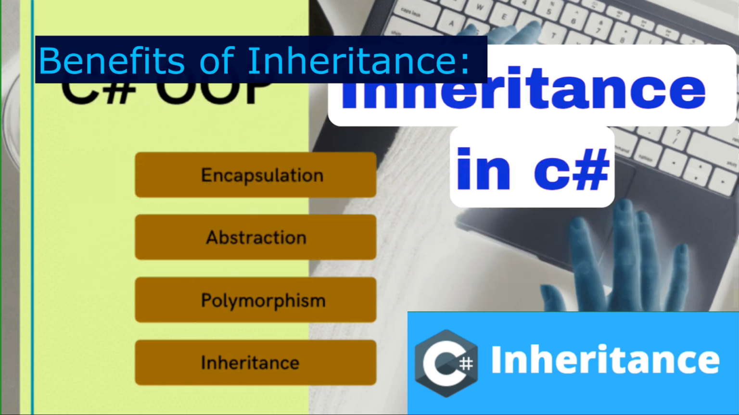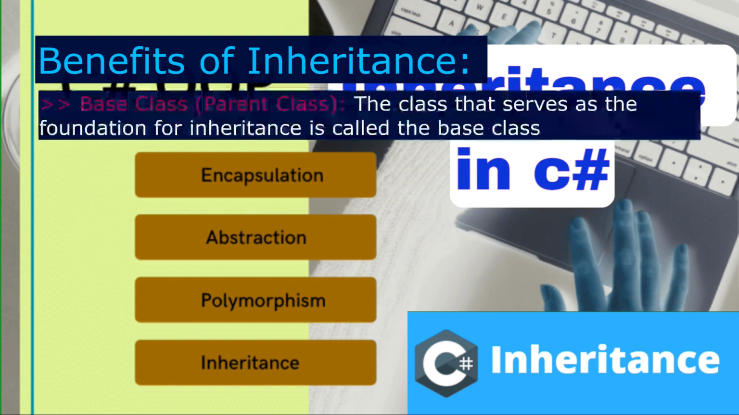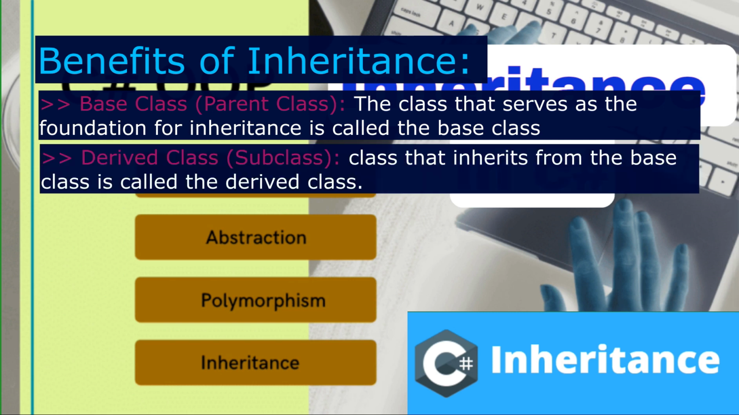Let's break down how inheritance works. Base class: the class that serves as a foundation for inheritance is called the base class. It defines the common properties, methods, and fields that will be inherited by the derived class. Next, what is a derived class or subclass? The class that inherits from the base class is called the derived class. It extends or specializes the base class by adding its unique properties, methods, or fields.